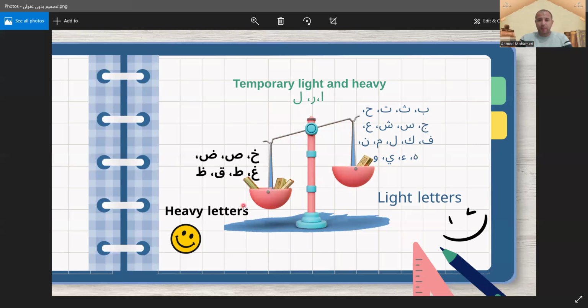To the left side, these are the heavy letters in Arabic, or full mouth letters, or huruf mufakhkhama, you can say.